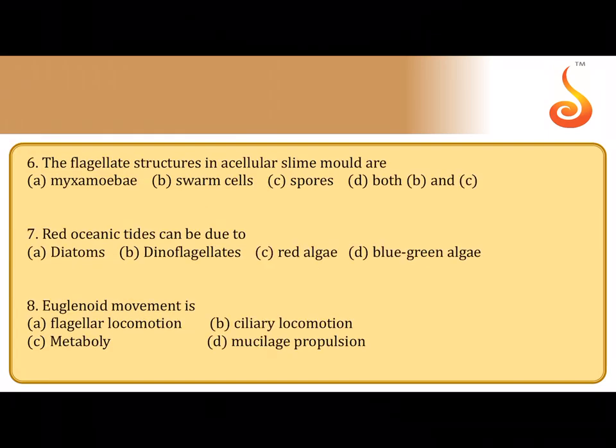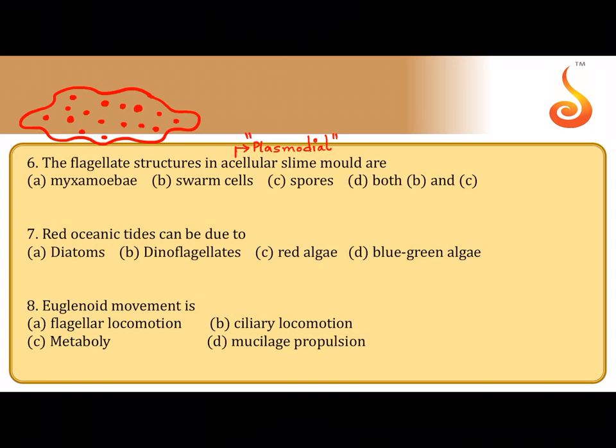The flagellate structures in acellular slime mold. Now what I just spoke of, where there is a mass of protoplasm. What am I showing here? I am showing nuclei here. So this mass of protoplasm without any cell wall, this naked mass of protoplasm is what we call an acellular slime mold, or we call it plasmodial slime molds. Acellular or plasmodial slime molds.